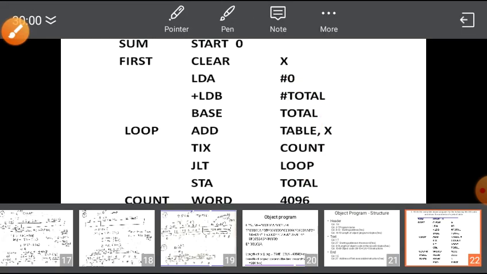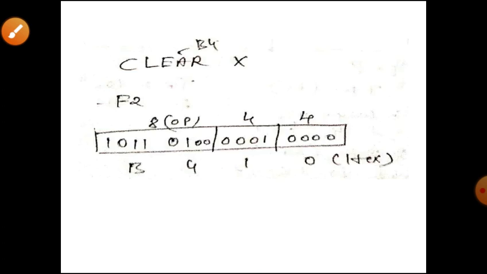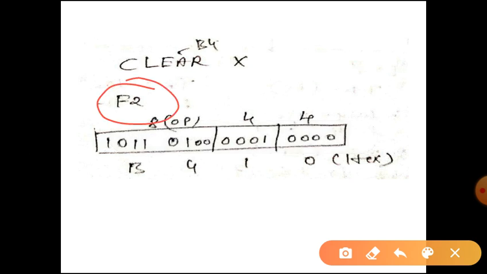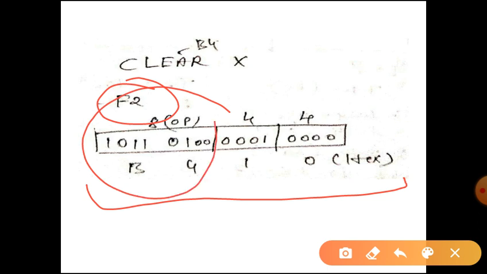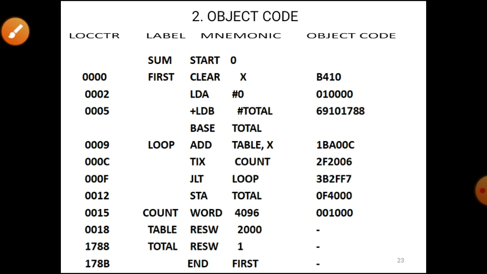If an instruction is making use of a register in the operand, it will be assembled using format 2 instruction format. Format 2 means it has 2 bytes. The first byte contains the opcode, which will be given, that is B4. Then first register and second register. The first register is X, and the code for X is 1. That code will also be given in the question. Since there is no second register, it has to be filled with 4 zeros. So the object code for CLEAR X is B410. B4 is the opcode for CLEAR, 1 is X, and there is no second register, so it is 0. This is how CLEAR X is converted into object code.